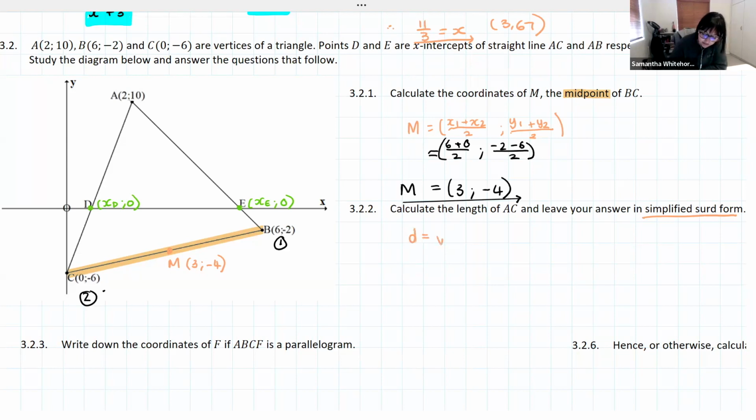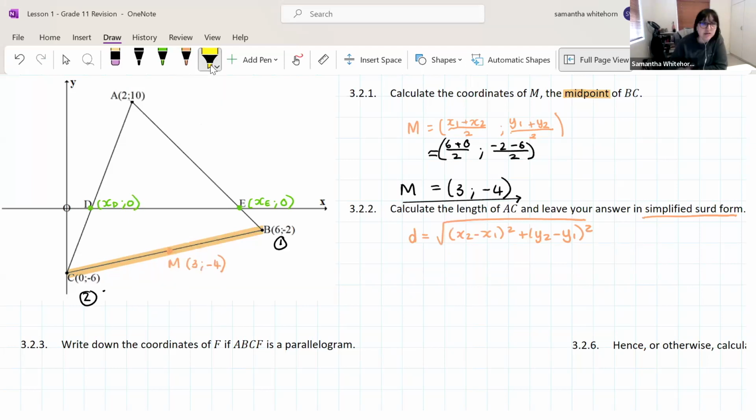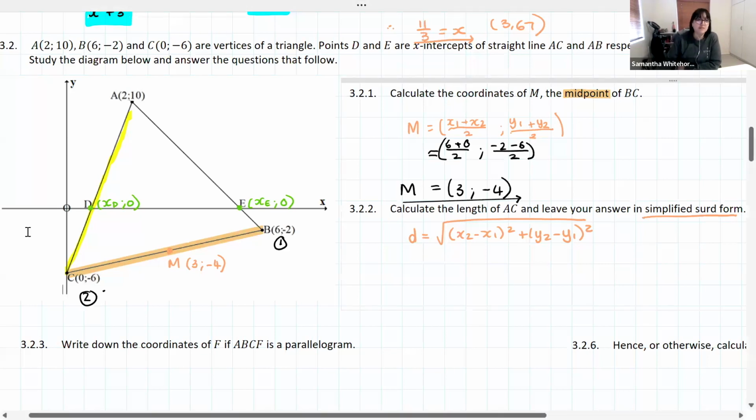Okay, so your distance formula is the square root of x2 minus x1 squared plus y2 minus y1 squared. Again, guys, you don't need to remember these. They're on your formula sheet. I'm just writing them down for you so that you can get used to them. So AC is this yellow length here on the left-hand side. I want you to go work out the distance for me. And remember, simplified surd answer. Your calculator automatically gives it to you.